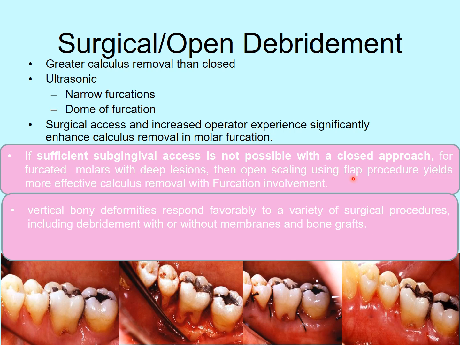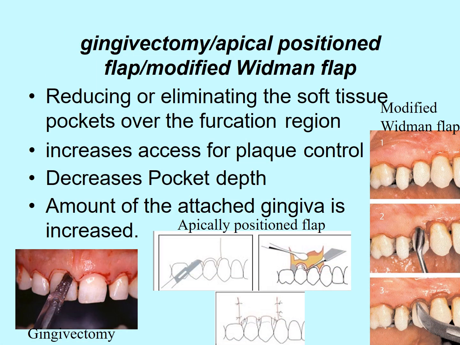So with the furcation area, as you know, if there is a narrow opening, you cannot allow the instrument to get in, so we can go for the open method along with the scaling. Vertical deformities respond favorably to a variety of surgical procedures. If there is a vertical deformity, you can always go for bone grafts with or without membranes. So that is the procedure.